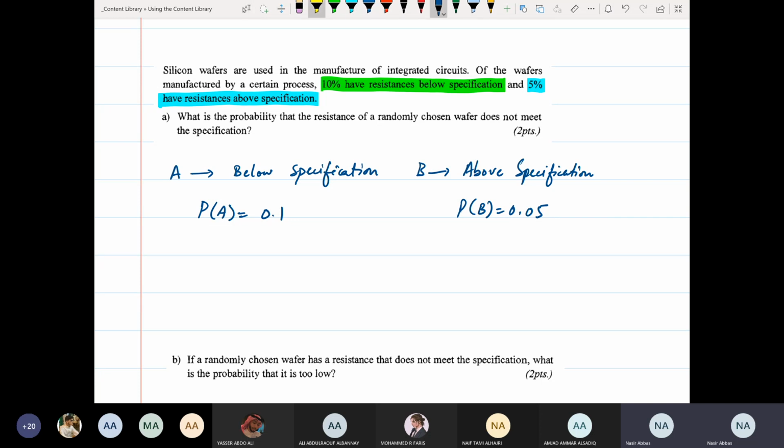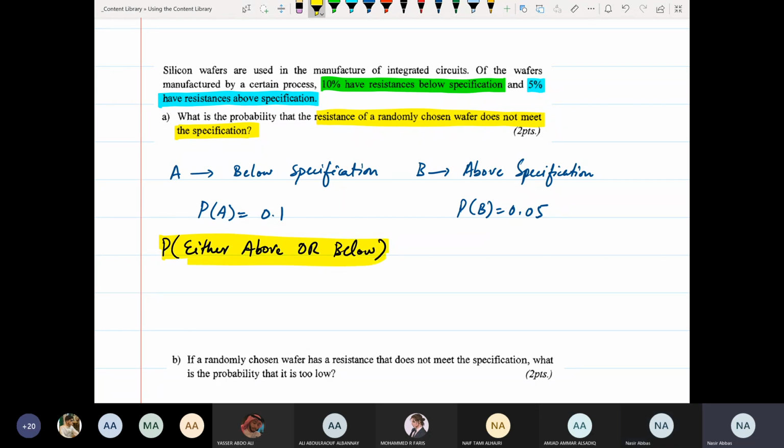So let us see what the question is. Find the probability, I will highlight it in yellow, that the resistance of a randomly chosen wafer does not meet the specification. What does this mean? Does not meet the specification means that, yes, Ali. It says that it is either above or below the specification. This is what the yellow part means. Very nice, Ali.